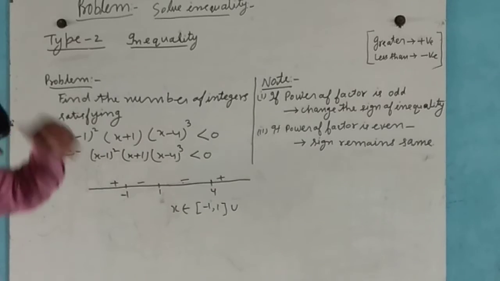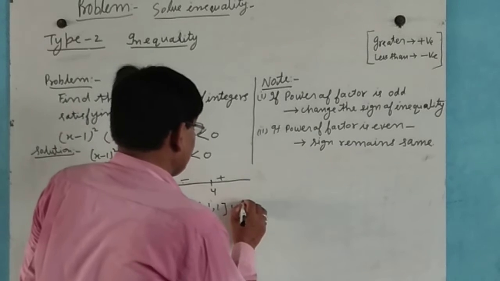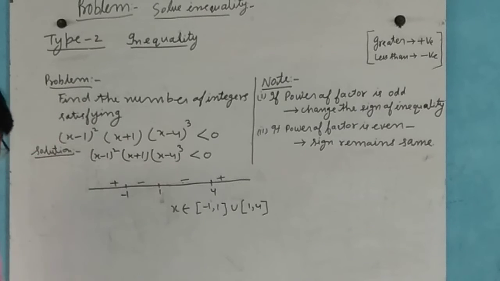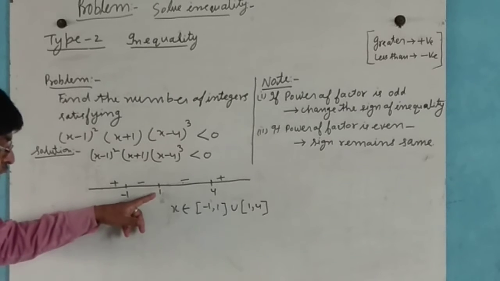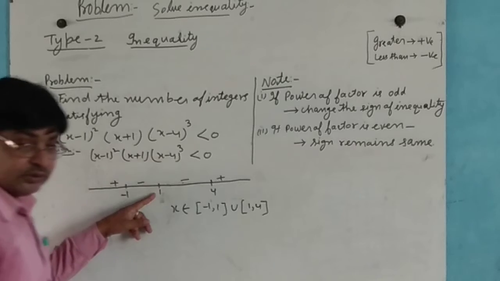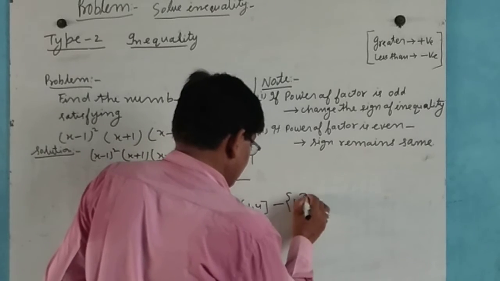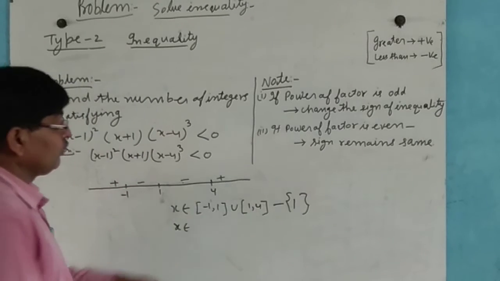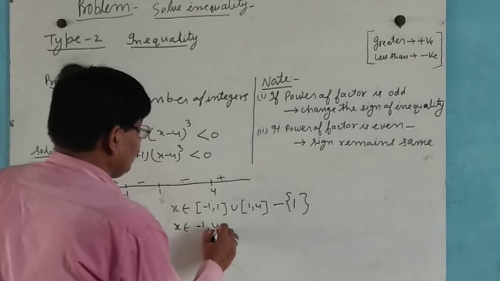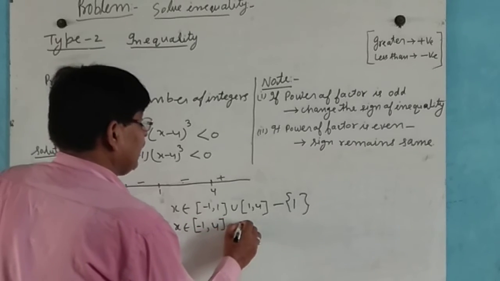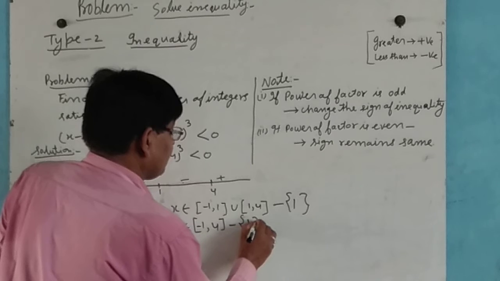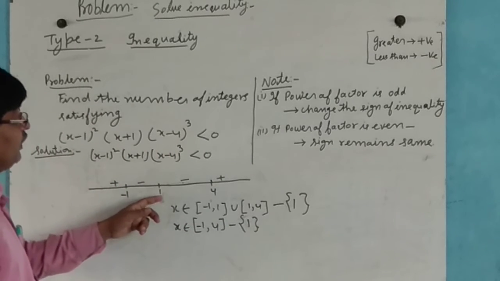here 1 to 4. Now x belongs to minus 1 to 4, and at this point we subtract 1, we accept this.